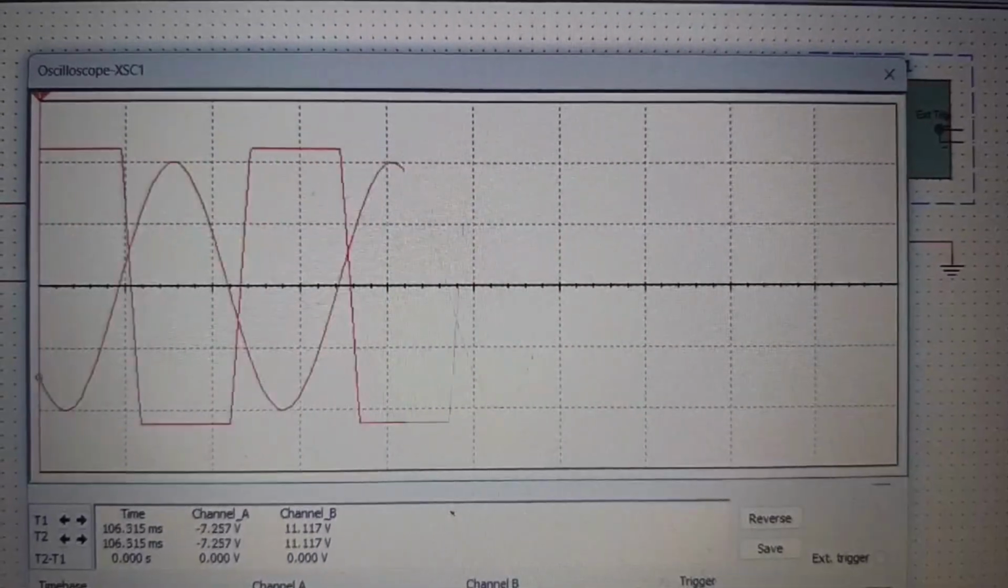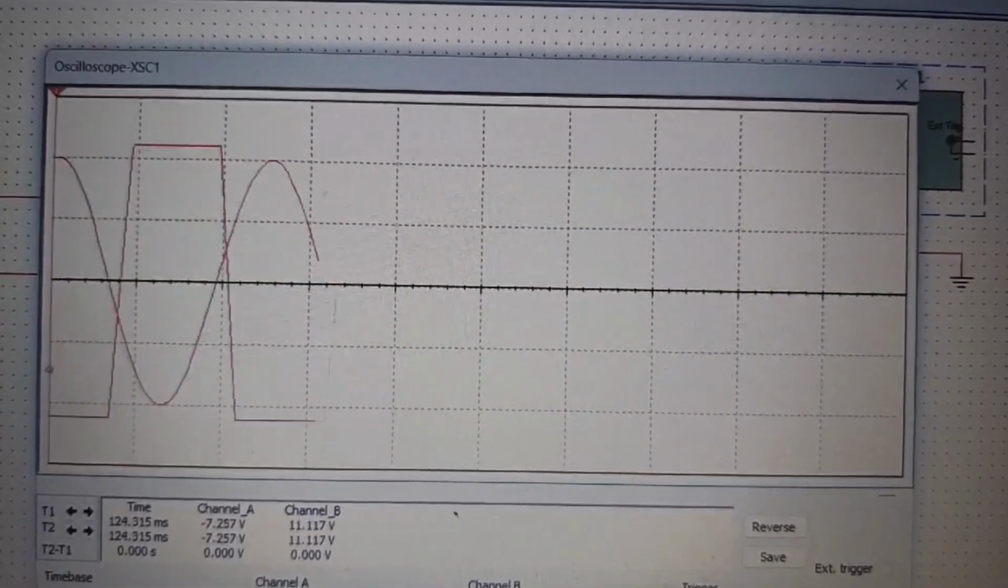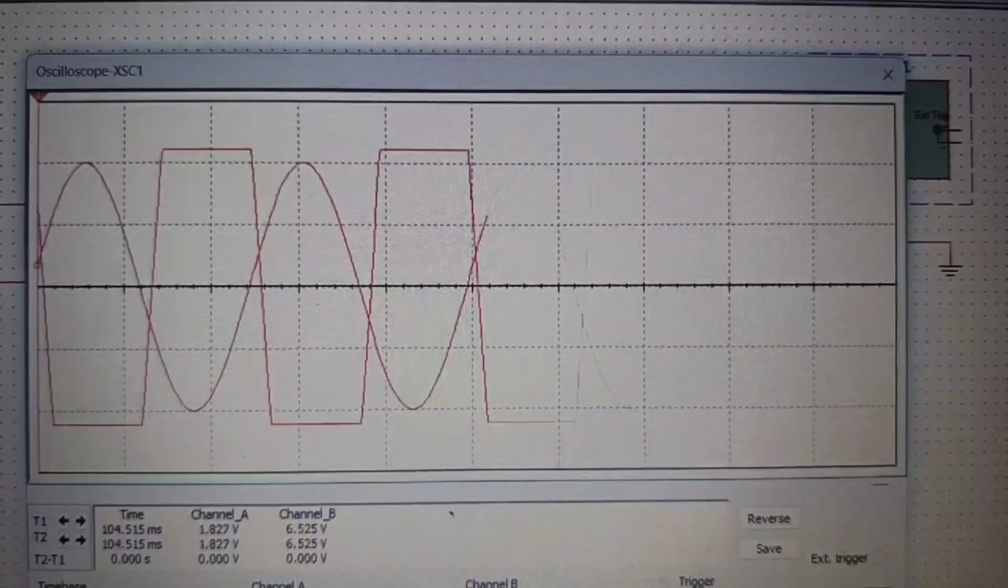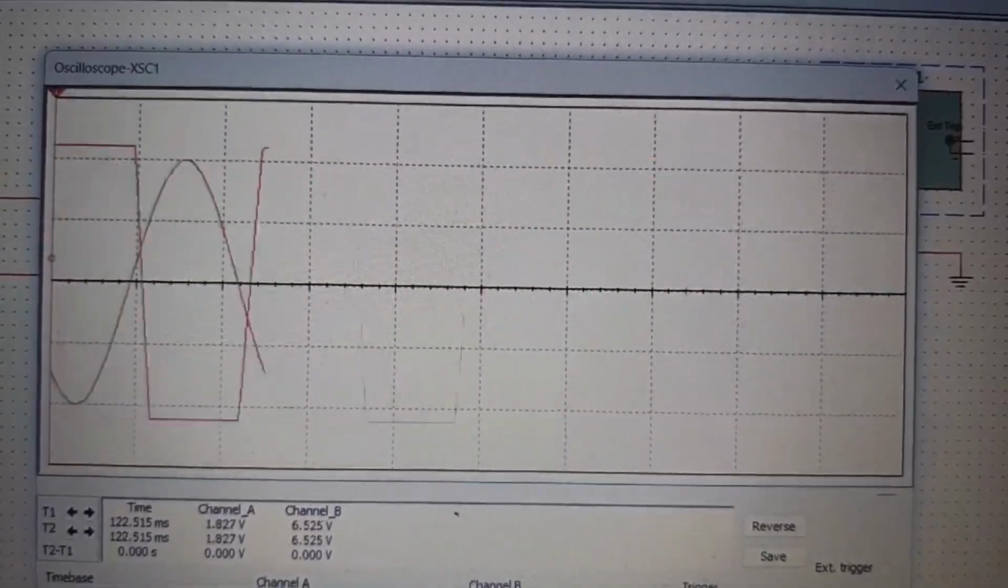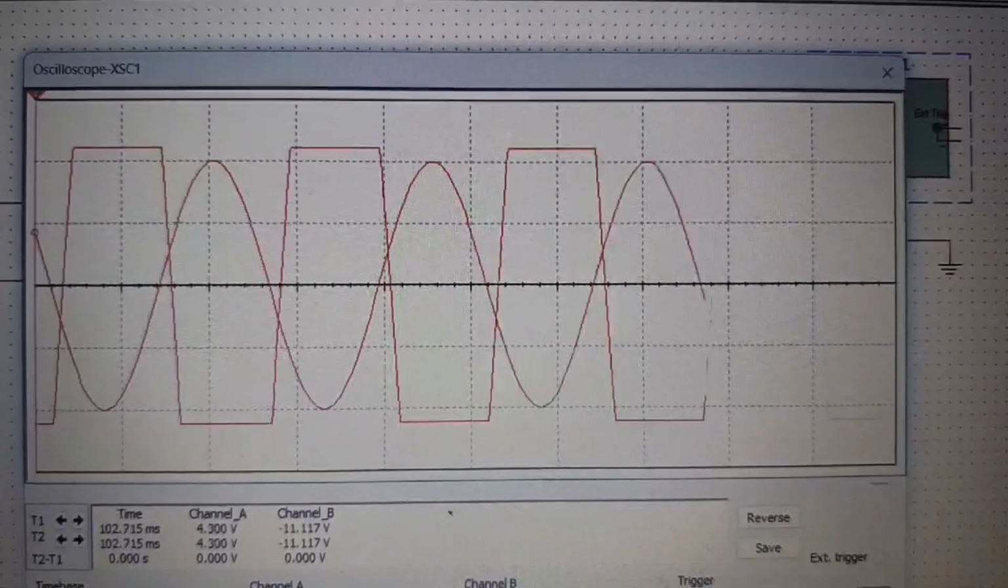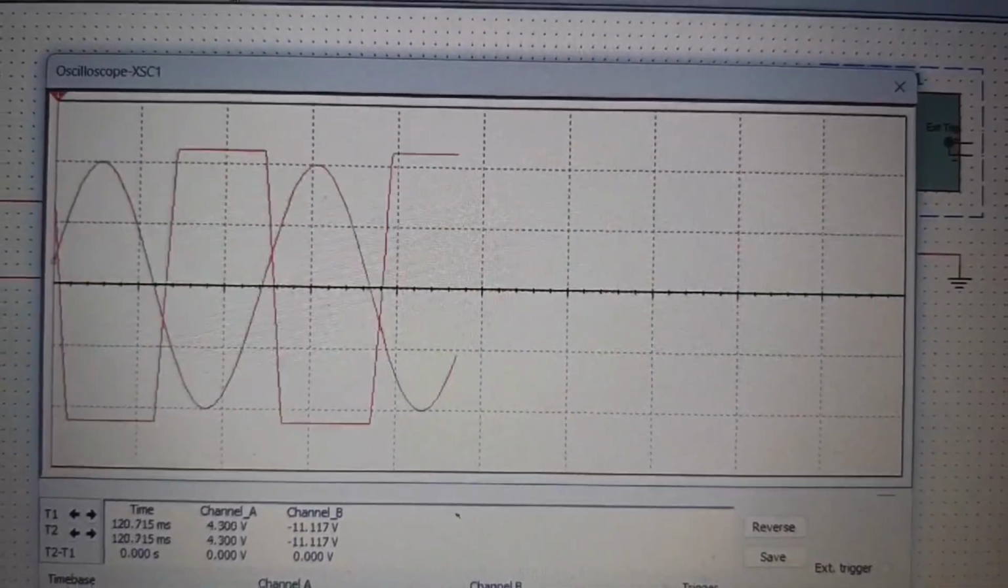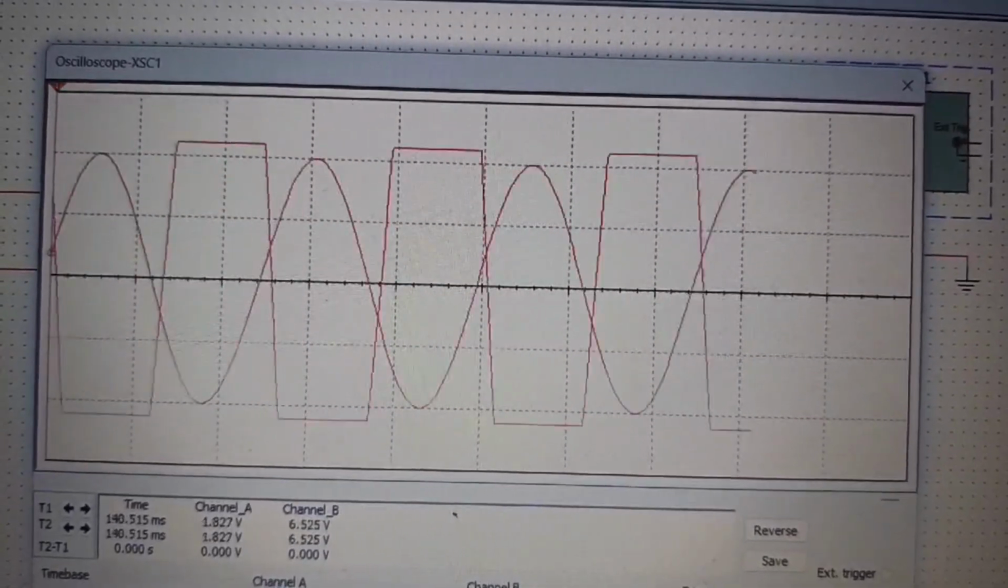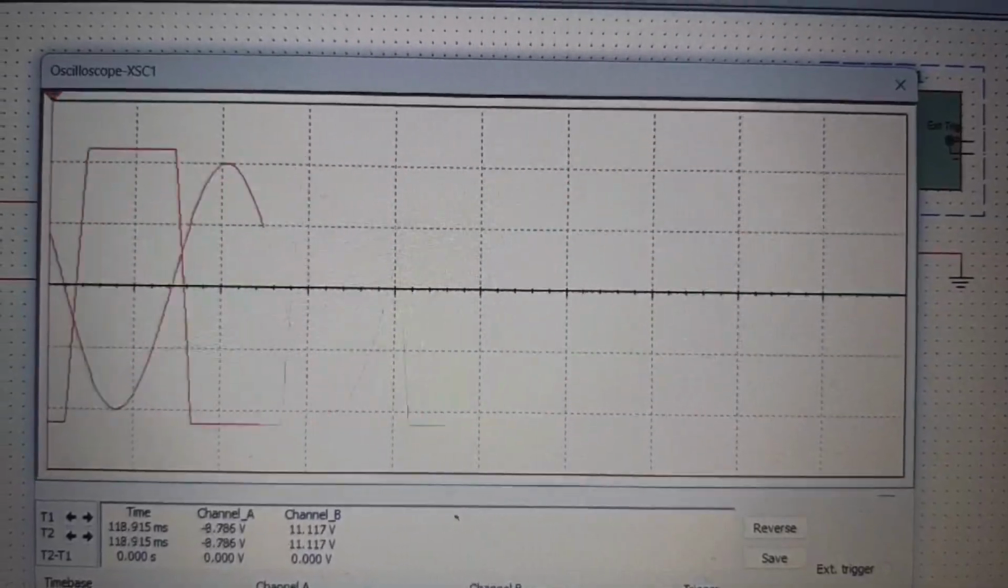The input sine wave is continuously monitored by the op-amp, which outputs a high or low signal based on its comparison with the reference. This simulation result is useful for understanding the comparator's behavior and how it converts an analog signal into a digital-like output.